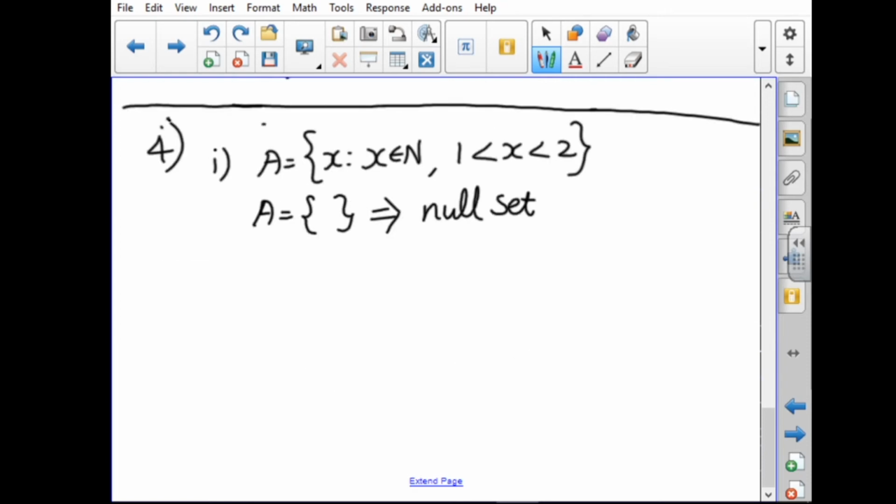Then second one, the set of all even natural numbers which are not divisible by 2. Clearly you can listen to the condition. The set of all even natural numbers. We know that even numbers are compulsorily divisible by 2. But the condition in the given question is the set of all even natural numbers which are not divisible by 2. So it is not possible because even numbers are compulsorily divisible by 2. So it is a null set.